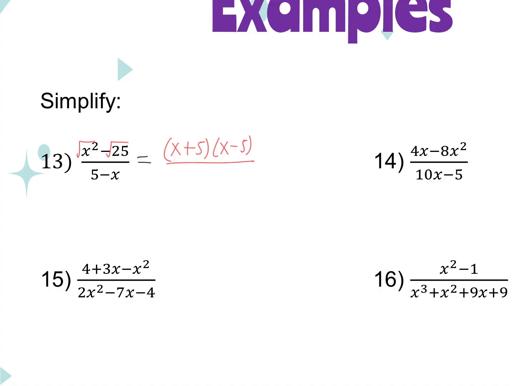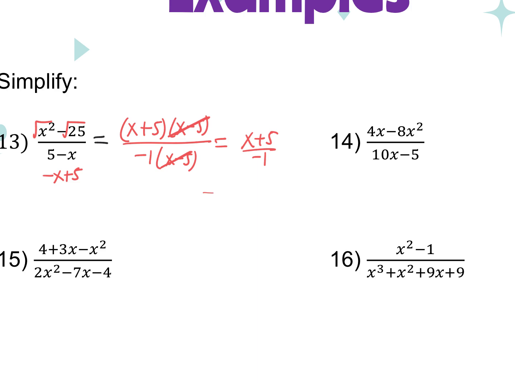And then, of course, on the bottom, I would write it in standard form again. Negative x plus 5, and I can take out a negative 1. And then you're left with that x minus 5. And then this looks super apparent that there's the same thing on the top and on the bottom. And so we can write our answer as x plus 5 over negative 1.